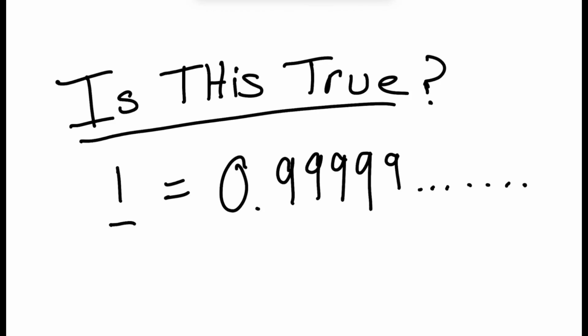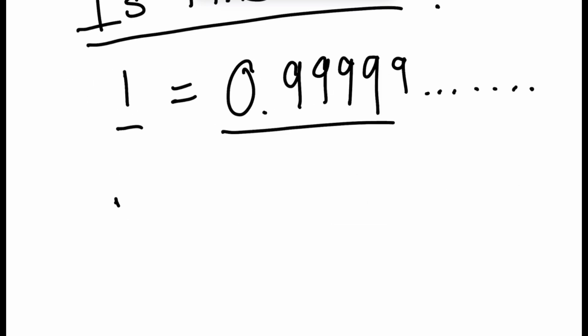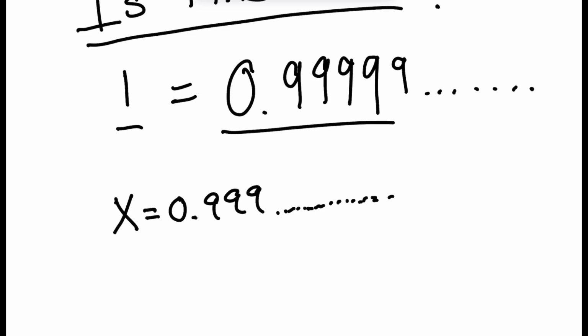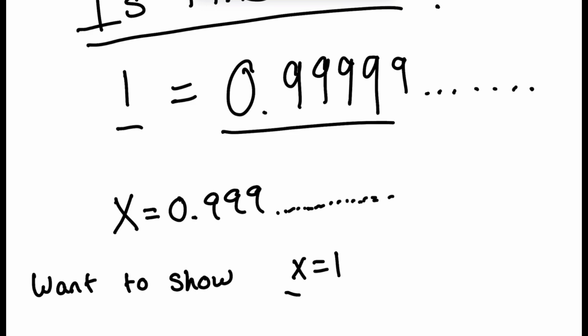So is it true that 1 is equal to 0.99999 repeating? Let's show that this is actually true. Let x equal 0.999 repeating. And we want to show that x also equals 1. Because if x equals 1 and x also equals 0.999 repeating, that means 1 equals 0.999 repeating.